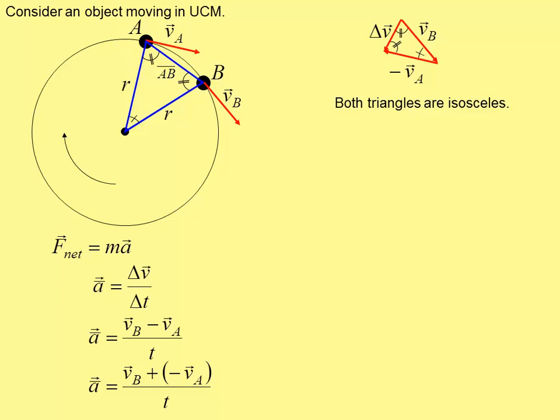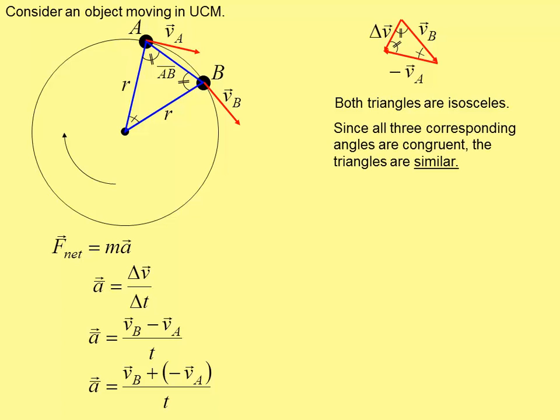Reaching back in your geometry brain, I know that when you have two triangles that have all three corresponding angles congruent, those triangles are similar. Now, what's special about similar triangles, besides the fact that the corresponding angles are congruent? The corresponding sides are proportional to one another. So we can set up a proportion here between these two triangles.